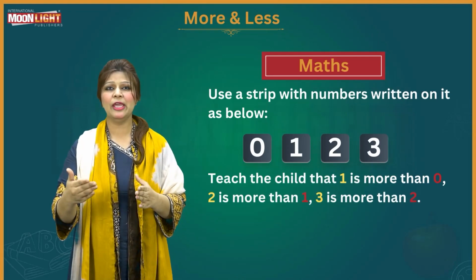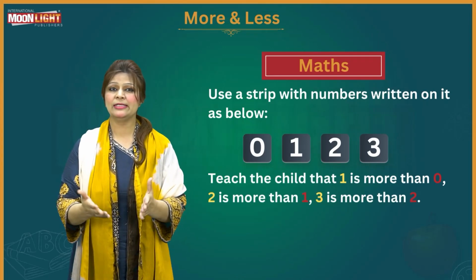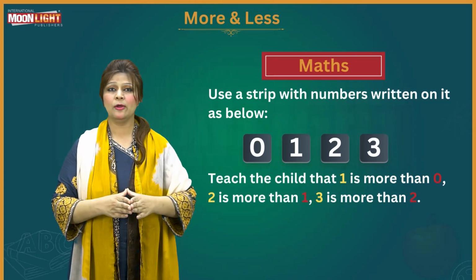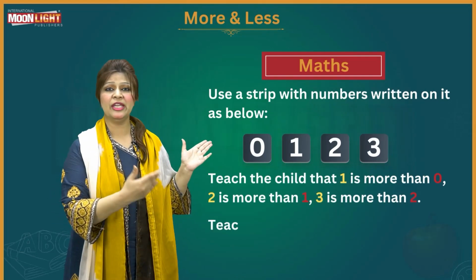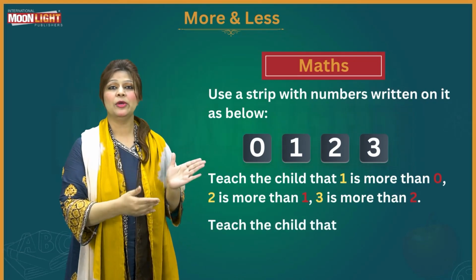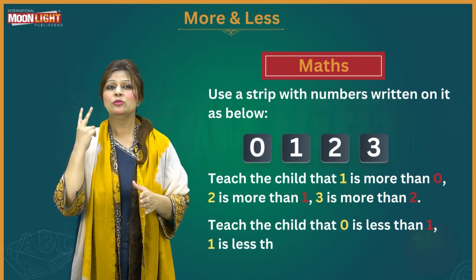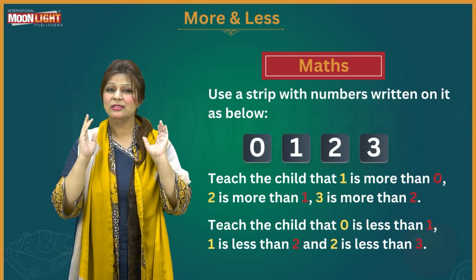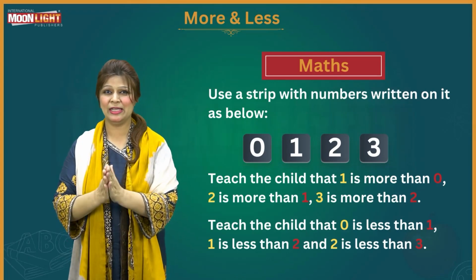In the same way, you can keep on telling them and keep on asking them. And one more thing you need to do: you are going to teach the child that 0 is less than 1, 1 is less than 2, and 2 is less than the number 3. Of course, keep on counting in this way.